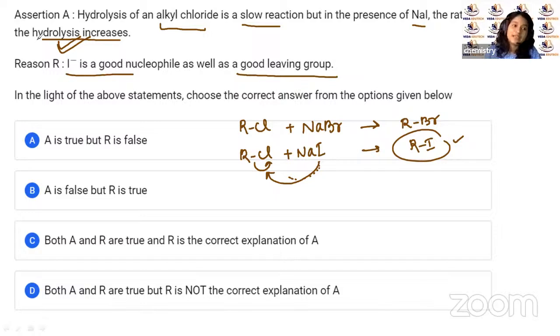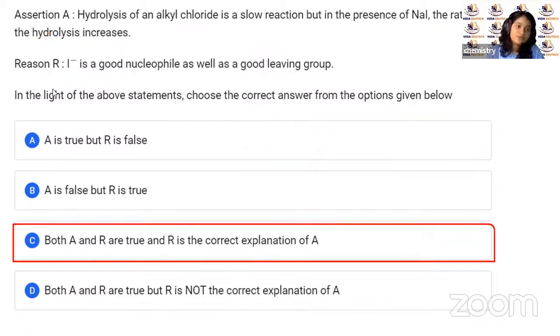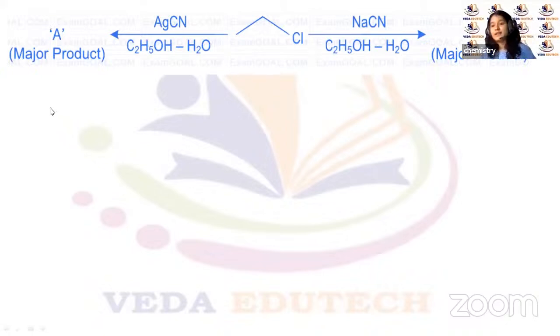So can I say that both A and R are true and R is the correct explanation of A, right? So your answer is going to be option C. So option C is going to be your correct answer. Now, next question on your screen. Okay, try children.